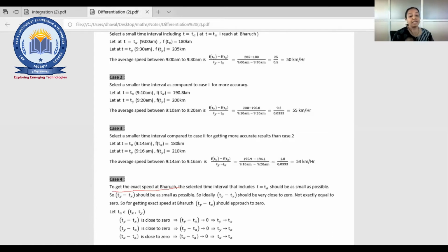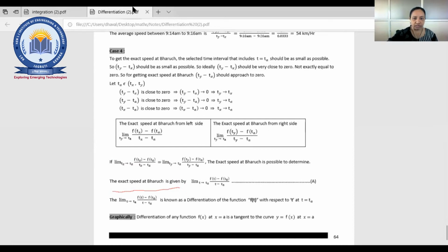That means it is near to 0, or you can see it is approaching 0, right? I'll scroll it down so you can see it clearly. Here you can see, right? Ty minus tx should be as small as possible. That means, what? These are three different cases, right? So Ty minus tx should be closer to 0, not exactly 0. So you can say that Ty is approaching tx.